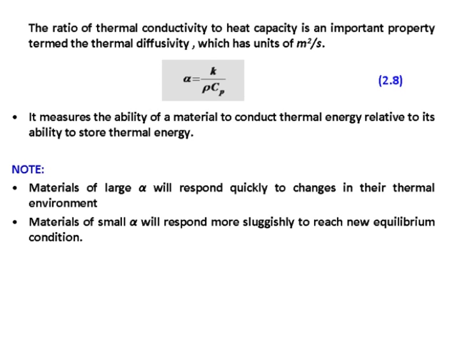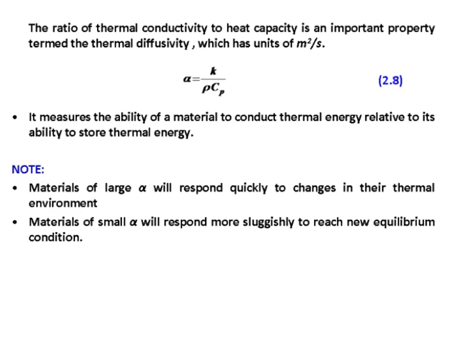So if alpha is large, that means K is large, or rho Cp is less. See, rho Cp is like capacitance, it is like inertia. If the specific heat is large, then it has more inertia. So if K is large, thermal conductivity is very high. So if alpha is very high, it means inertia is less and thermal conduction is very high. That means if alpha is large, it will respond very fast.